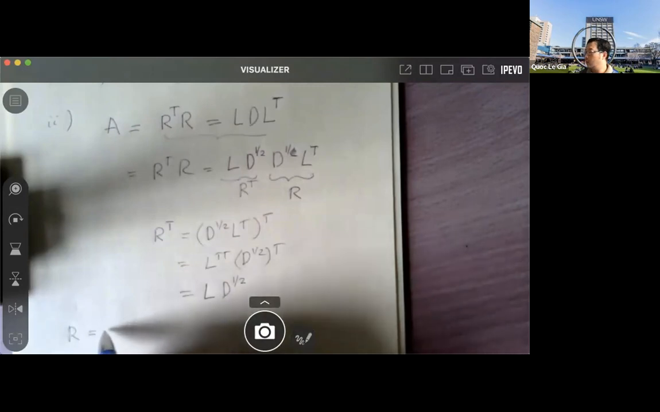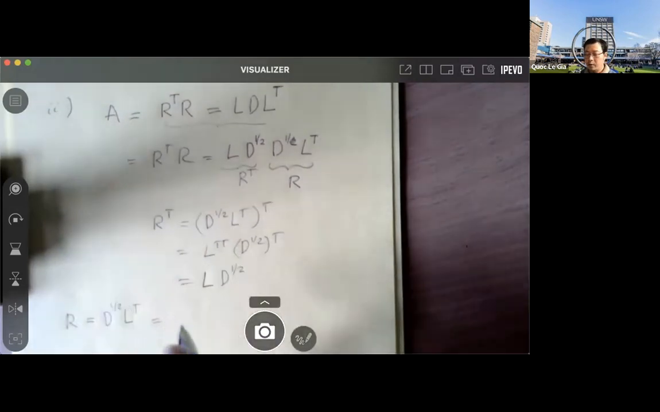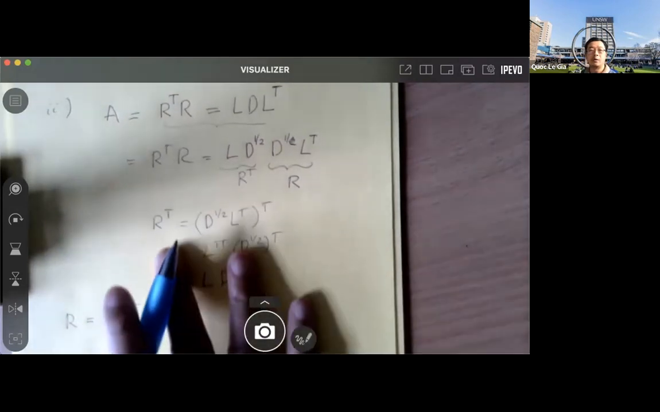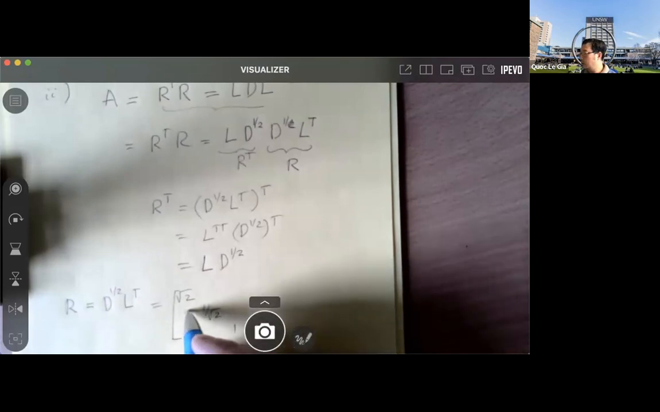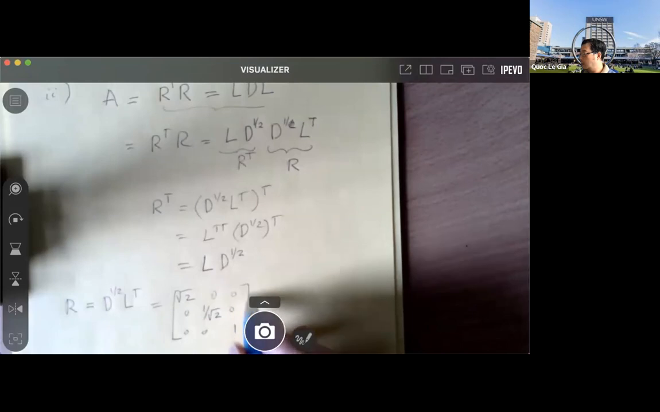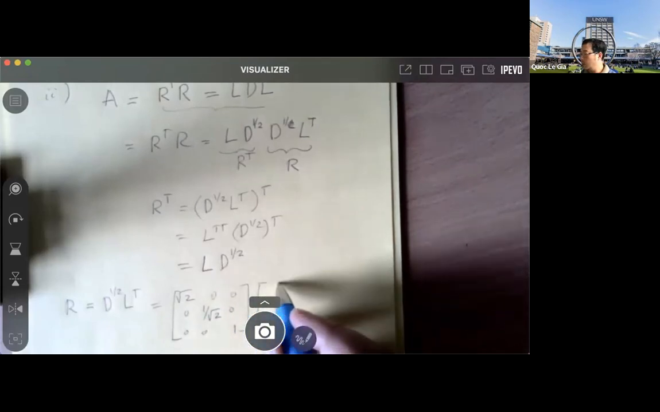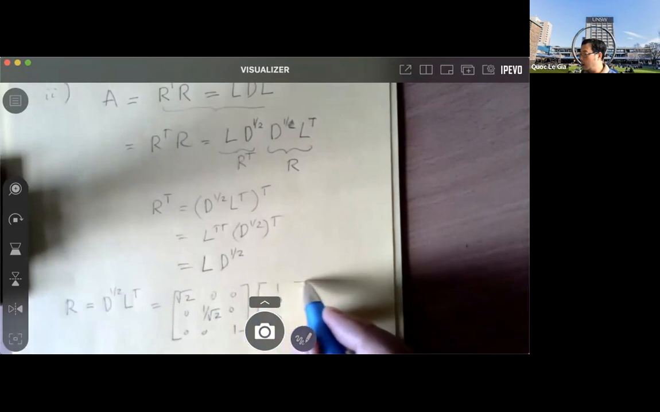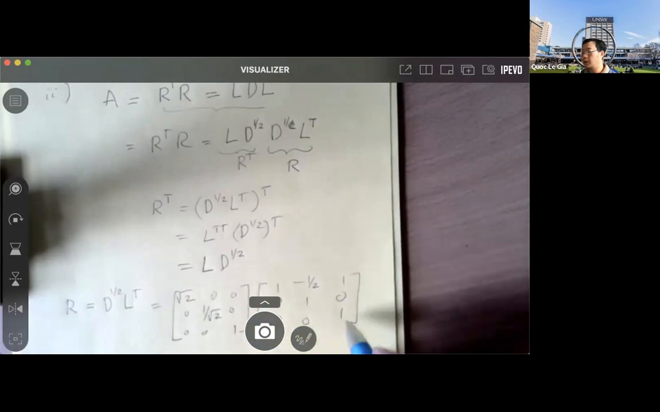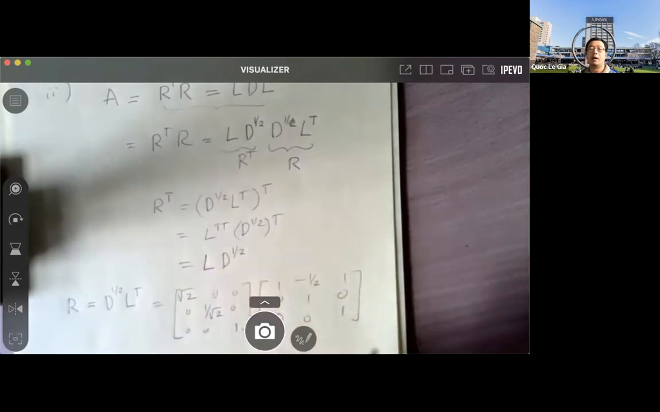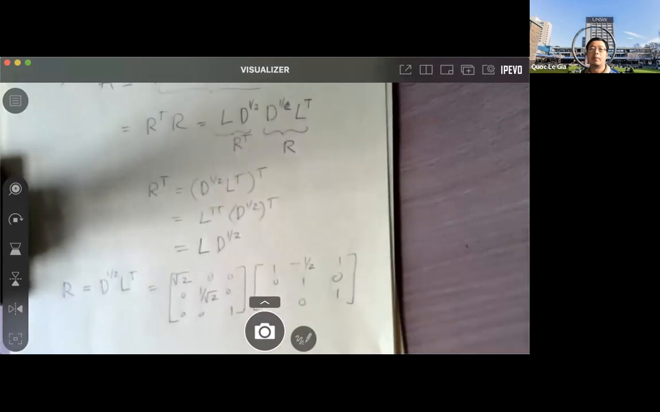So it's just D to the 1/2 L transpose, and in our case, we know D to the 1/2, the square root of D: square root 2, 1 over square root 2, and then 1. Then L transpose is just 1, 0, 0; minus 1/2, 1, 0; 1, 0, 1. And you multiply, then you get a matrix R. Yes, okay. So this way is similar.